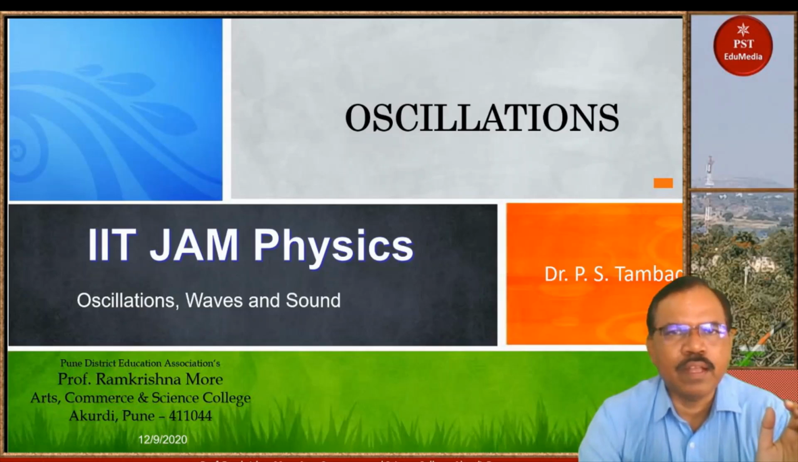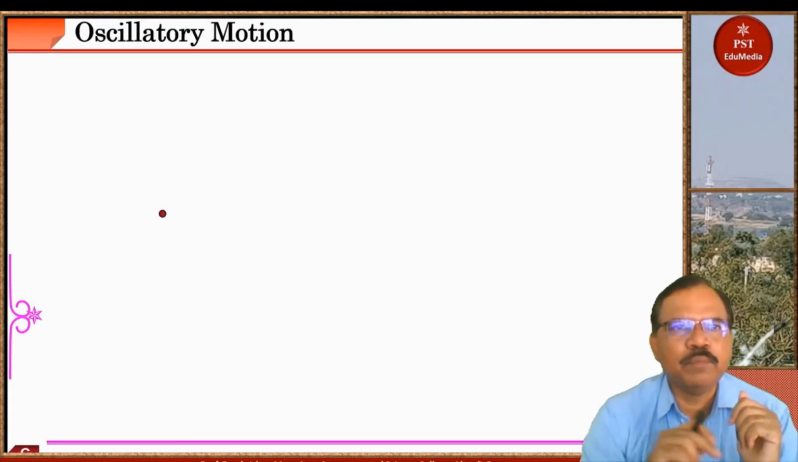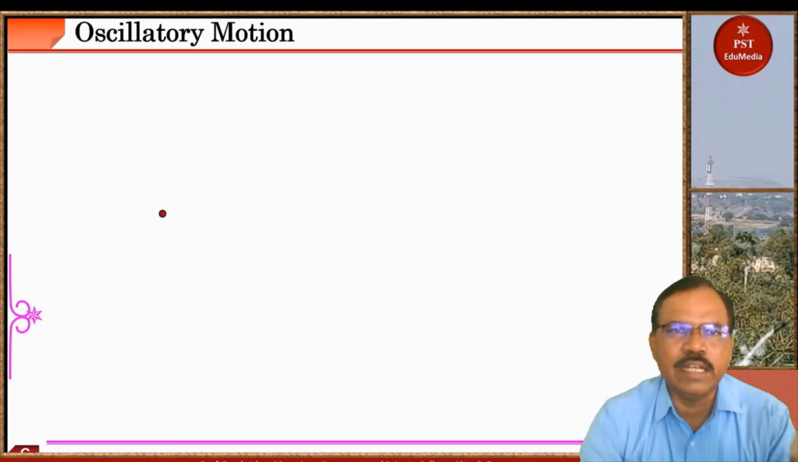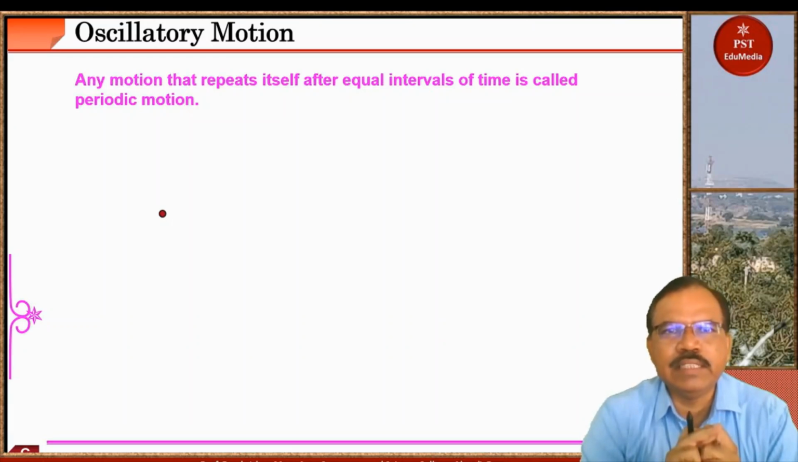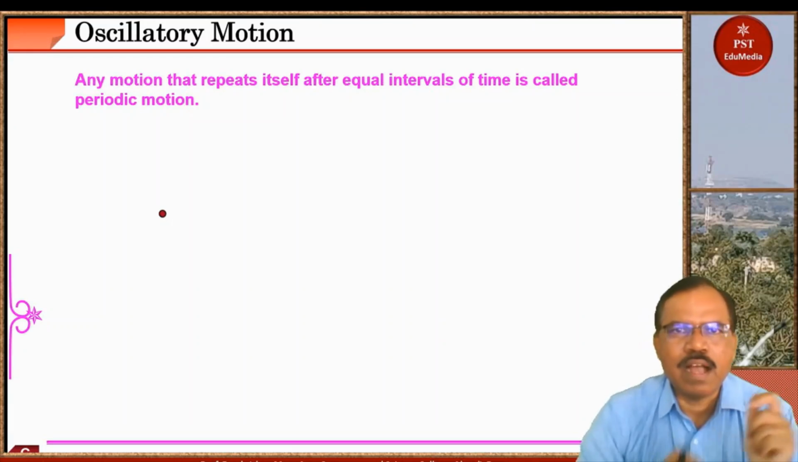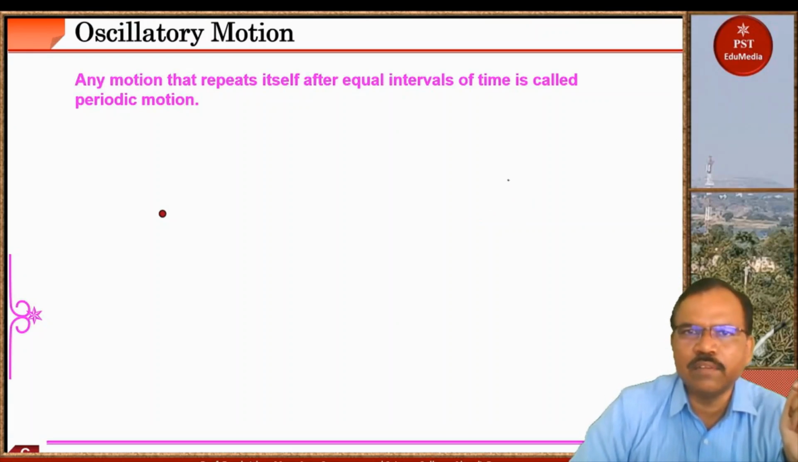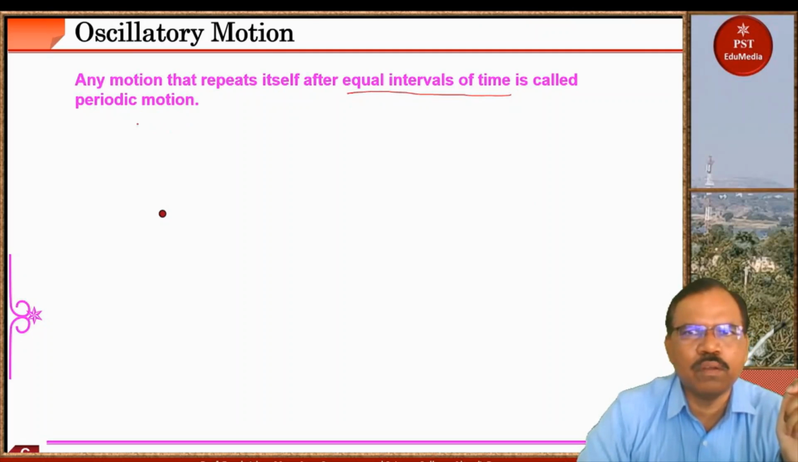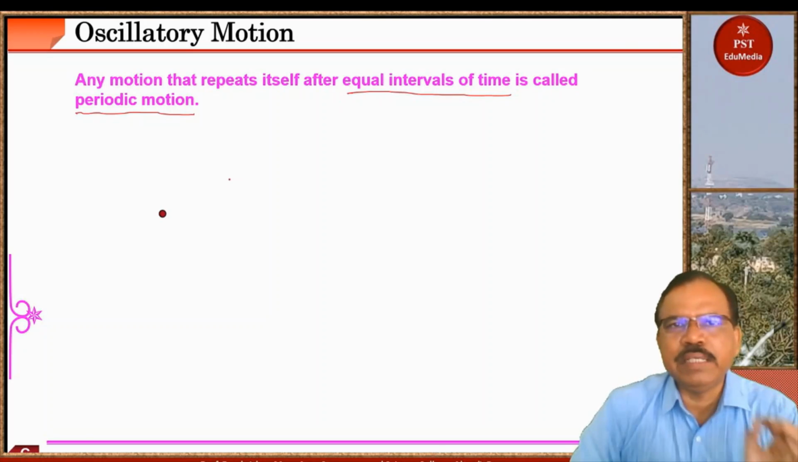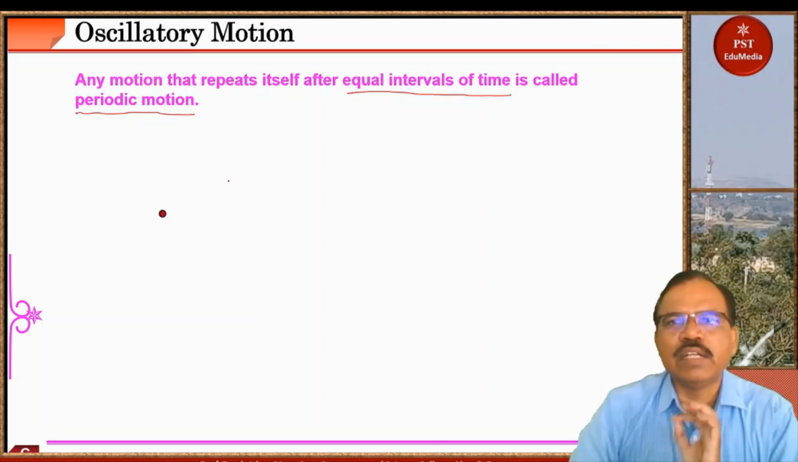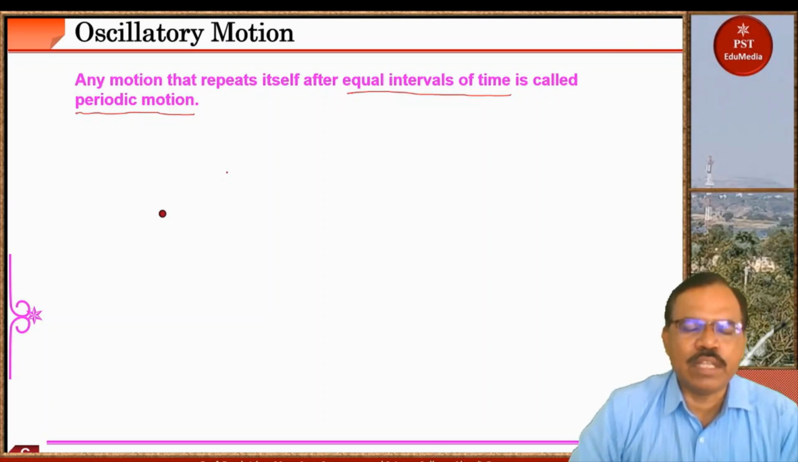So here, if we say what is an oscillatory motion? Any motion that repeats itself after equal intervals of time is called periodic motion. So here, any motion that repeats itself after equal intervals of time is called periodic motion.